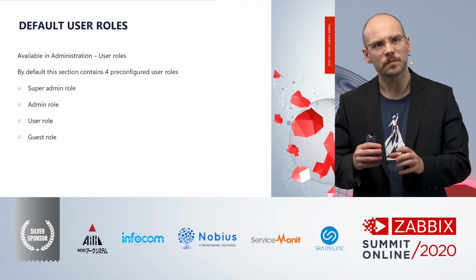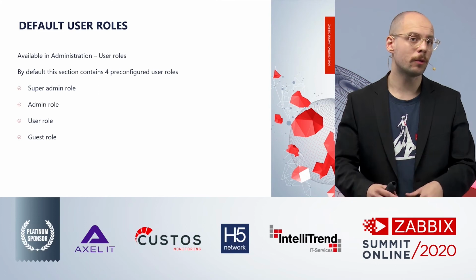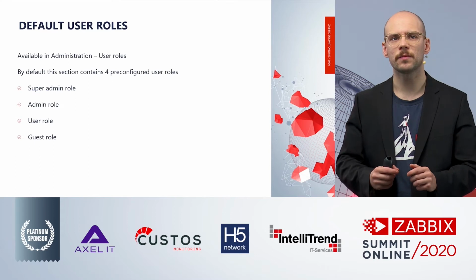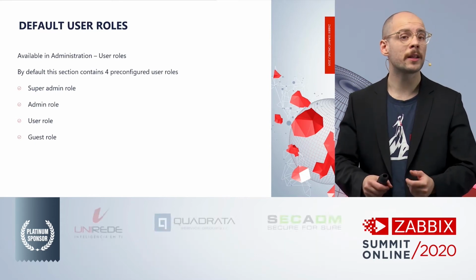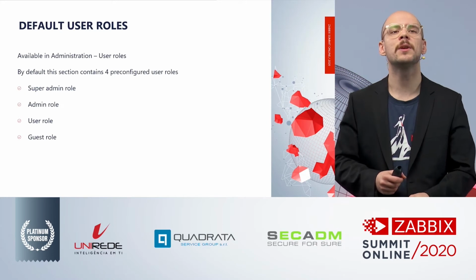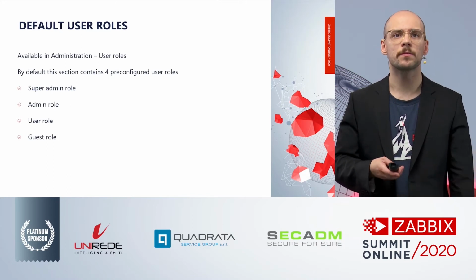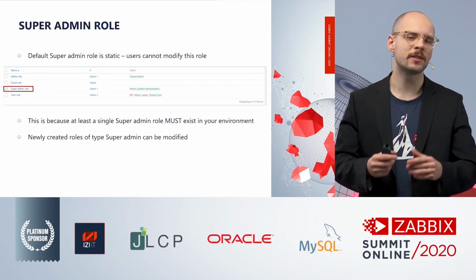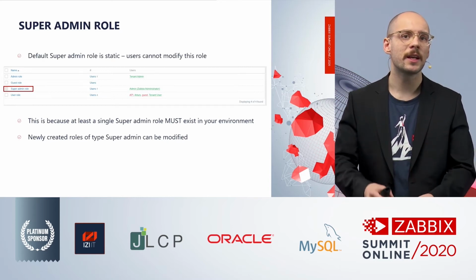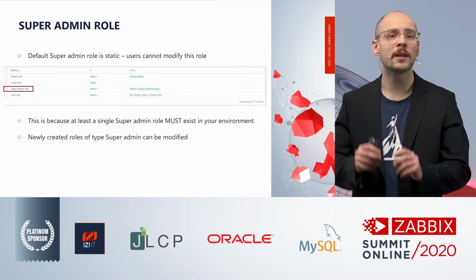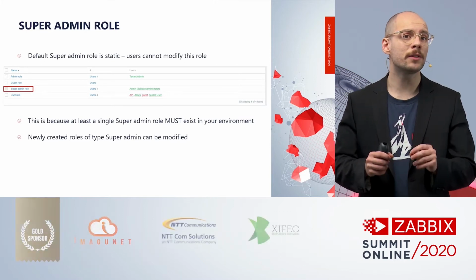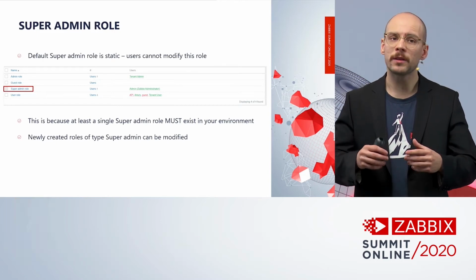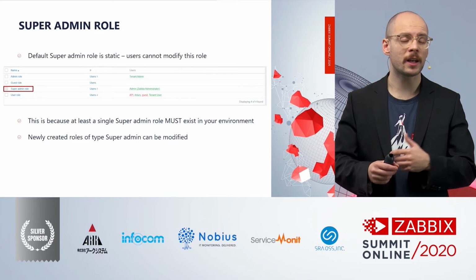So moving on, once we upgrade to 5.2 or install a fresh 5.2 instance, we will have a set of default user roles. They're available under Administration, User roles, and there are 4 of them: super admin, admin, user, and guest role. The default super admin role, I'm calling it default because it's there once you upgrade or install a fresh instance, is static. So you cannot modify this role. All of the other default roles can be changed, but super admin is grayed out. You cannot change what this role is restricted to. It has access to everything.